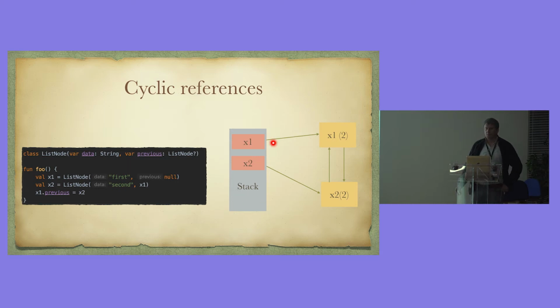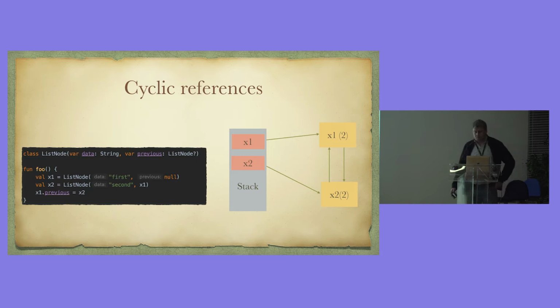On a stack, we have two slots. One points to x1, another points to x2, and let's look at the reference counters. The reference counter here is 2 because it's being referred to by the stack and it's being referred to by x2. The same as here: we are referred from the stack and we are referred from x1.